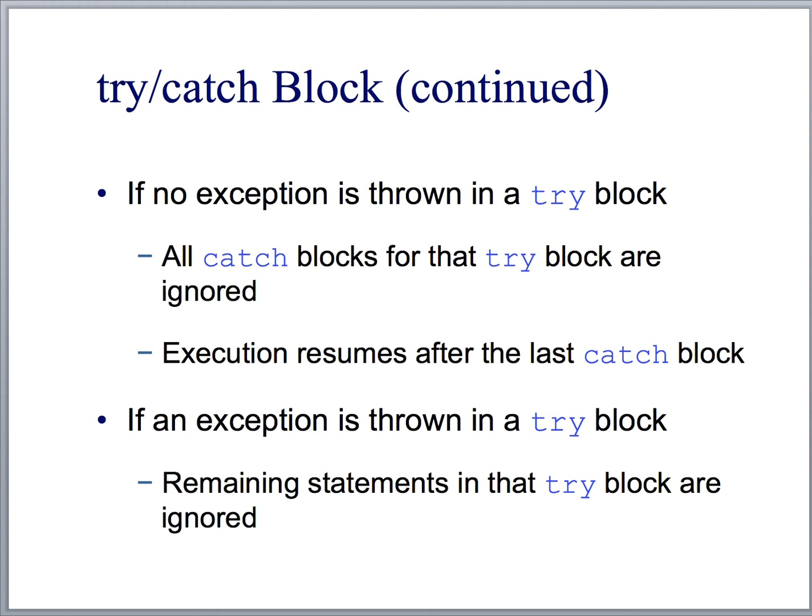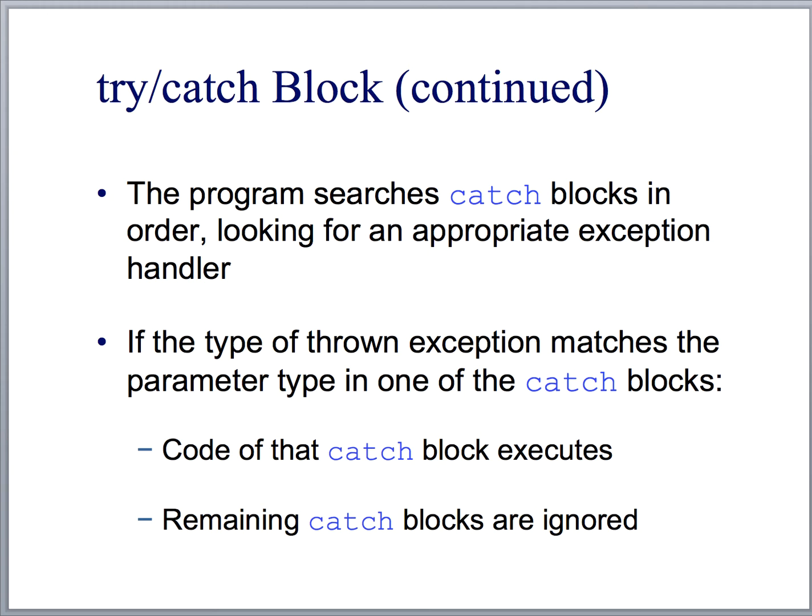If there's no exception, though, in a try block, we need to understand that all the catch blocks are ignored. So we'll continue executing the code after the last catch block. If the exception is thrown, then the remaining statements in that try block are ignored. So we go immediately to the error handler of the catch block. So we'll skip the rest of the code in that block if a particular error occurs. If an error occurs, then the program searches the catch blocks looking for an appropriate handler. If it finds one, then it executes code only in that catch block. If it doesn't find one and there's no default, then the exception will be thrown up to the next layer of the program, which could be, if it happened in a function call, it could be main. If it happened in main, it could go to the operating system.